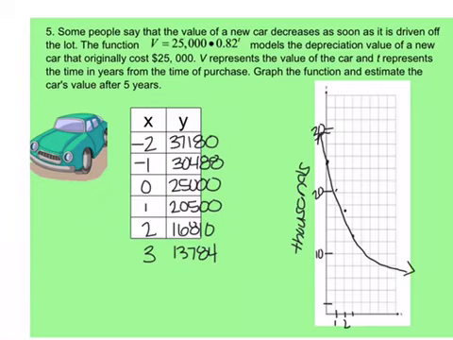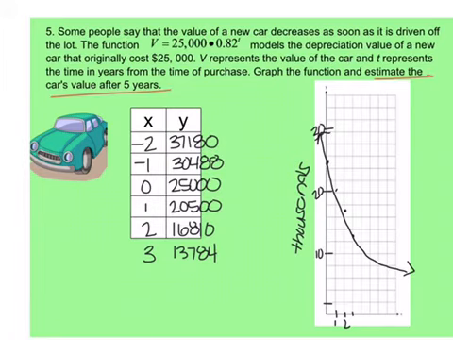So here's what I ended up when I graphed mine. Your graph may look a little different. I labeled mine thousands, so I went up by 2,000s every single time. So again, just make sure your table looks the same. Your graph may look a little different depending on how you labeled yours. But we haven't actually answered the question yet. The question says, estimate the car's value after 5 years.